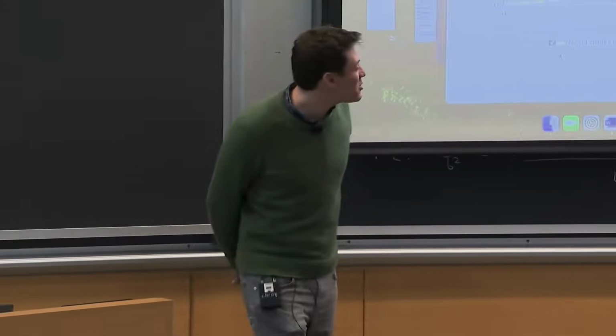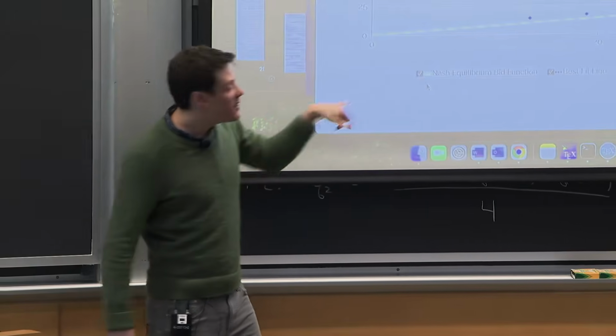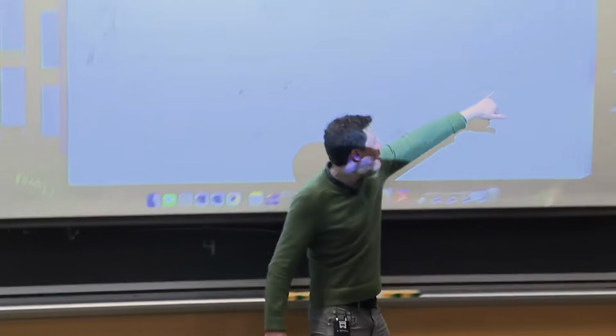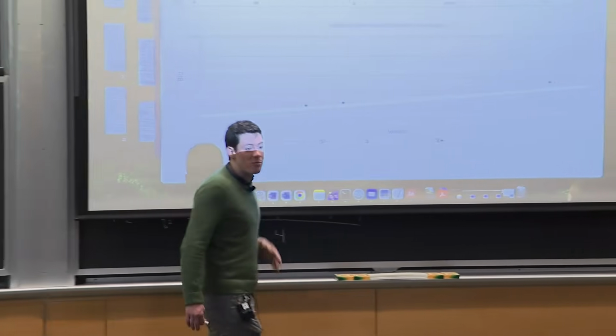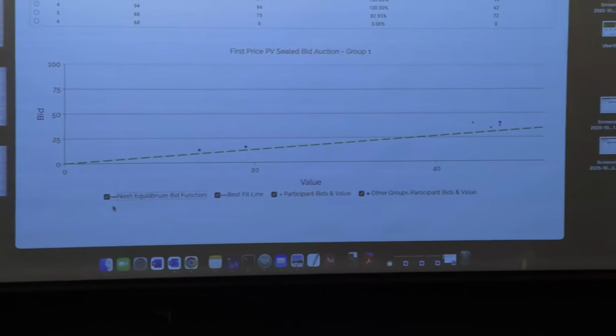I think people generally bid a bit too high. If you see, they've actually computed the Nash Equilibrium line, which is the dotted green line, and you can see everyone's actually bid. I think every single person bid higher than would be optimal to bid. And I think this is a very common finding when you do things in the lab.